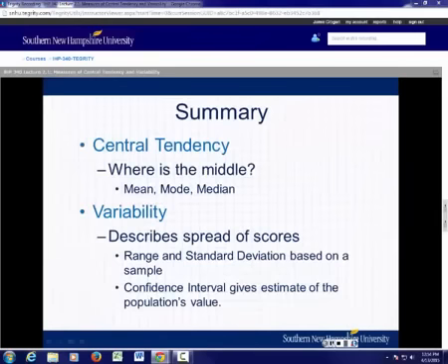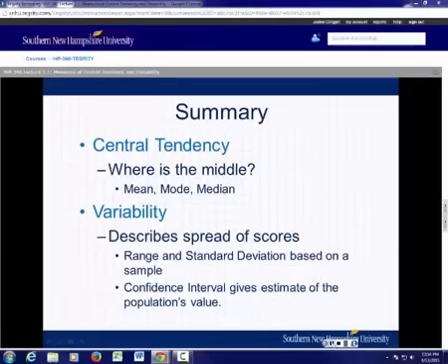So in summary, this lecture was about central tendency to answer the question, where is the middle? And we talked about the mean, the mode, and the median. The mean is used most frequently. The mode, the most frequently occurring score, is used the least, really. And there are cases where the median, the score at the middle position, is a better measure of central tendency than the mean. And those are cases where we know that there are extreme scores in the data set.